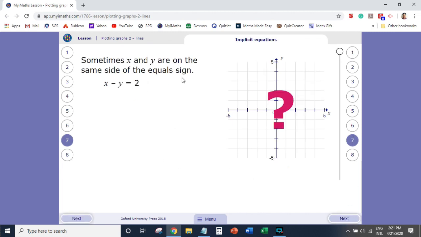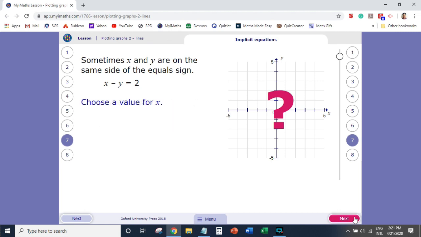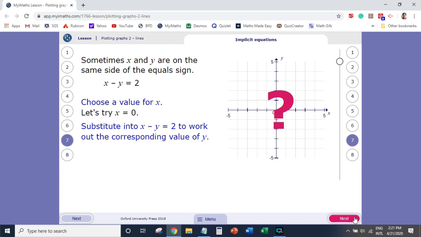sometimes x and y are on the same side of the equal symbol like this. X and y together, and then the other side is just the number. So you can still choose an x value and substitute to find y, but there will be some rearranging to do during your process. So choose a value of x. Let's try x equals 0.